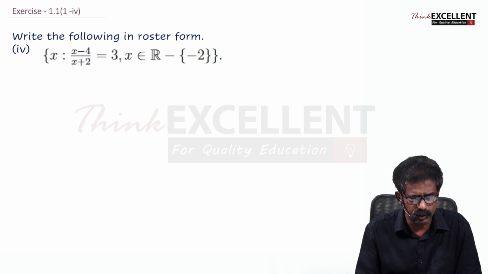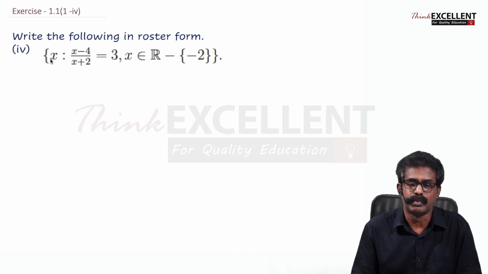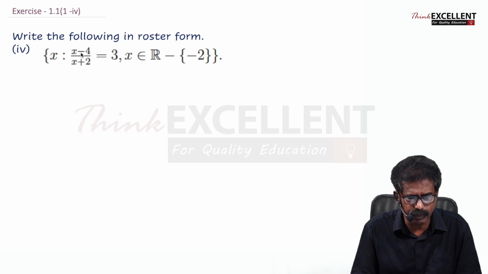So the next one: write in roster form the set of all x given in set builder form. The set of all x such that (x minus 4)/(x plus 2) equals 3, where x belongs to any real number other than minus 2. Why? If you put minus 2, the denominator becomes 0.